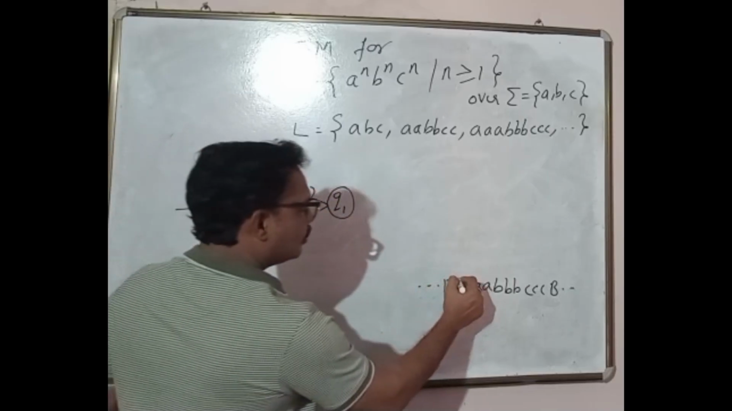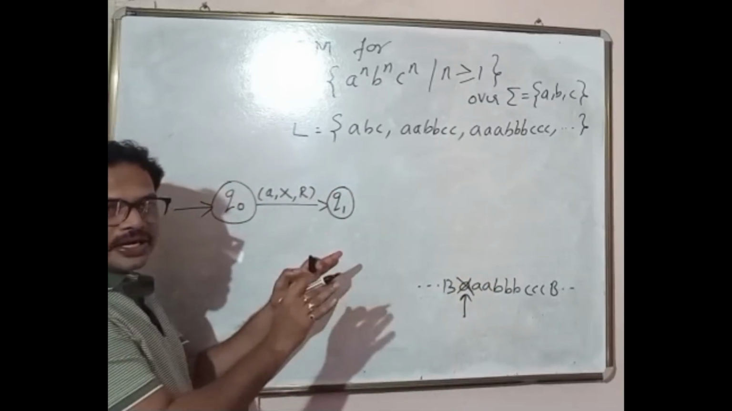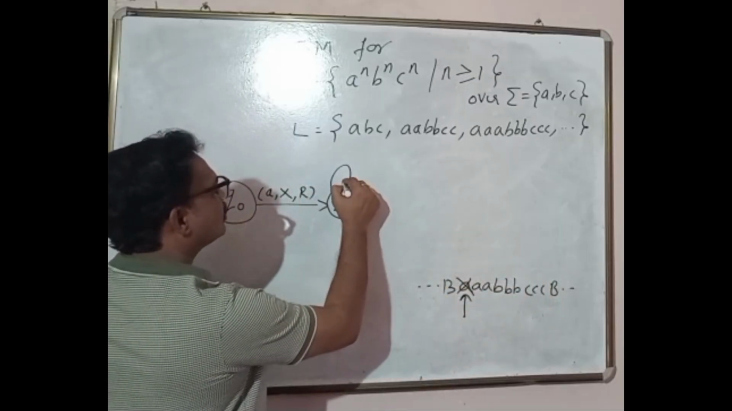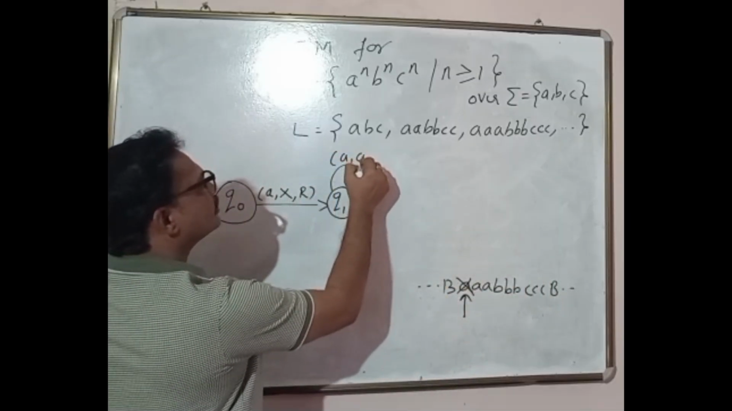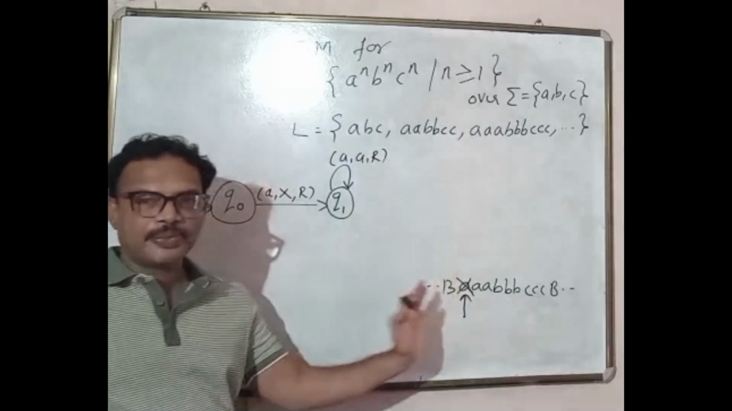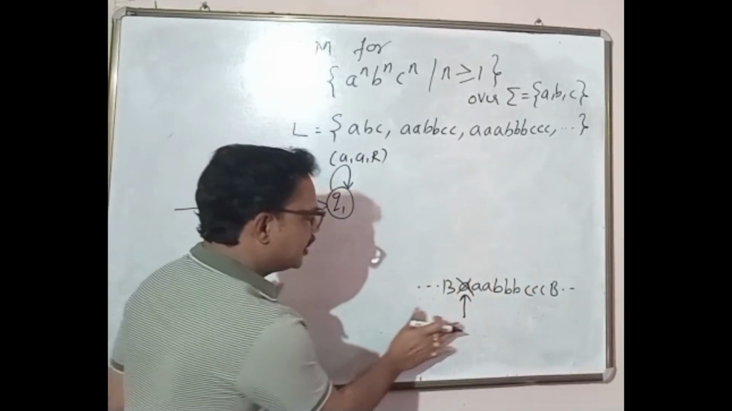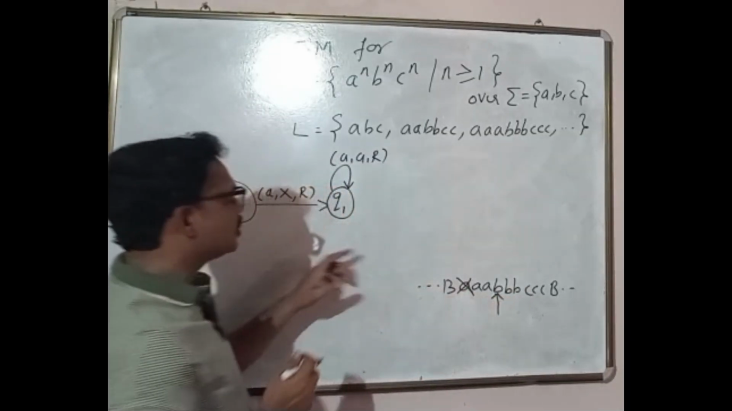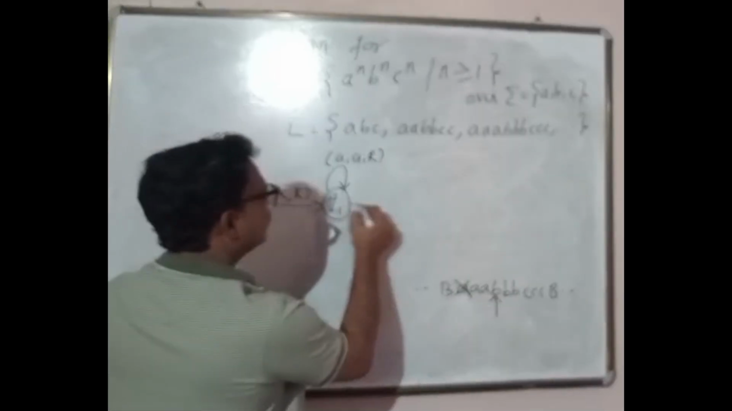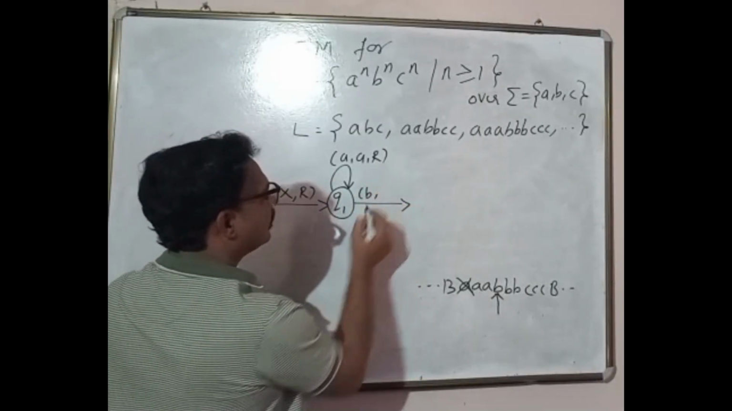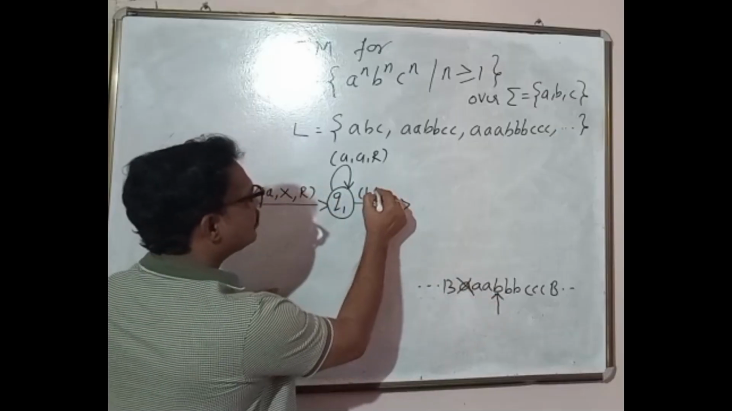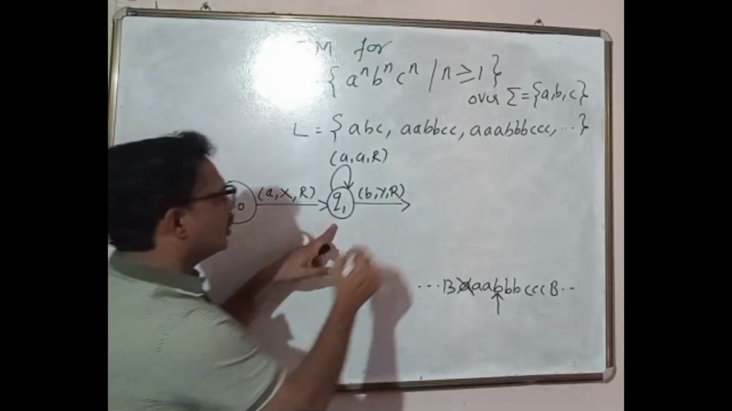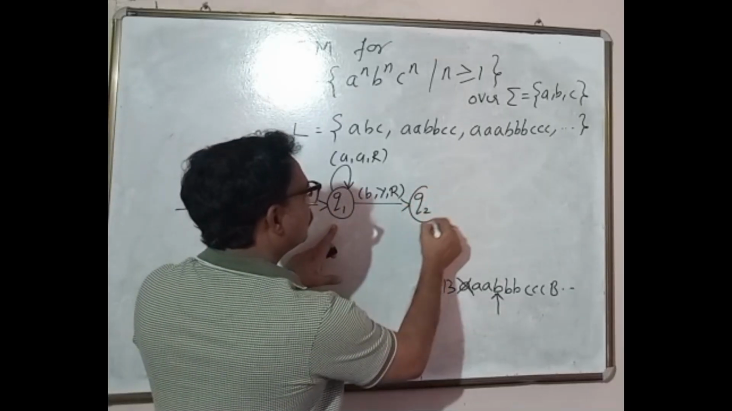Okay. Now on state Q1, if it reads any number of A's, it will stay in the same state and doesn't do anything. The tape head moves to the right, so it scans all the A's. When it encounters B, it changes its state. This B will be replaced by Y, it moves to the right, and it changes its state to Q2.